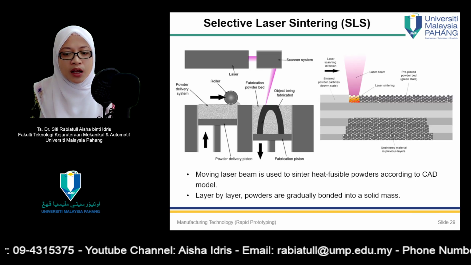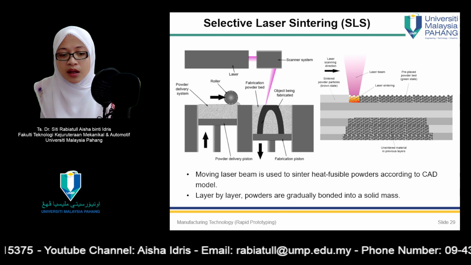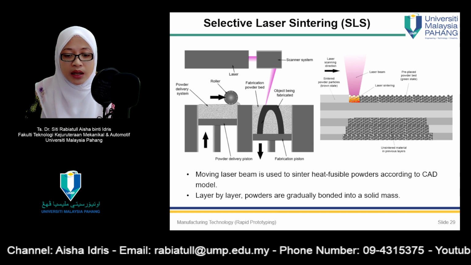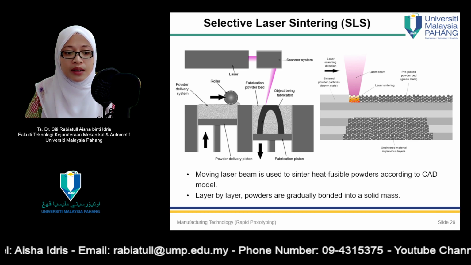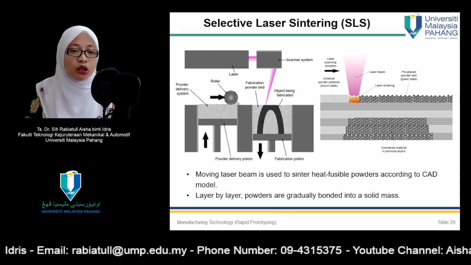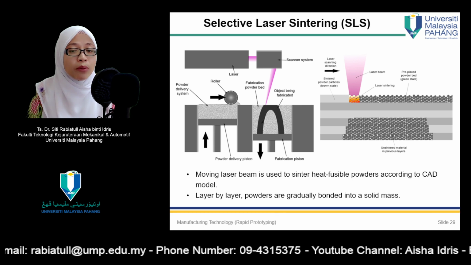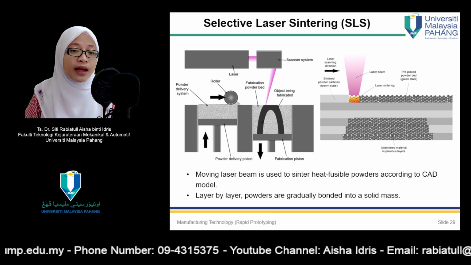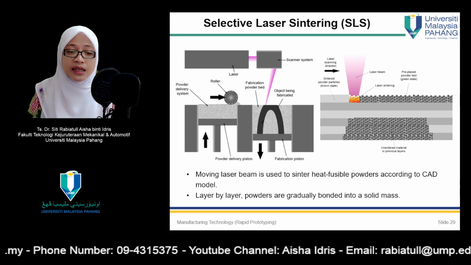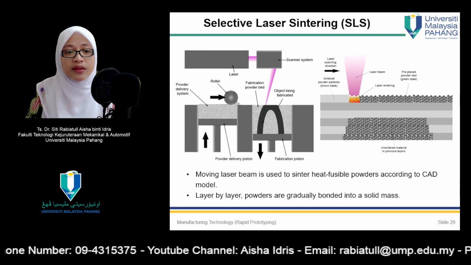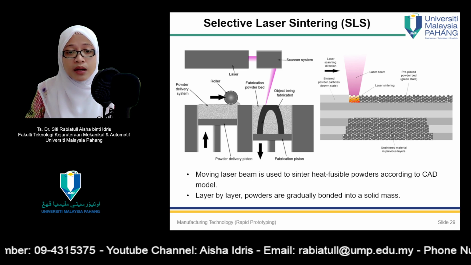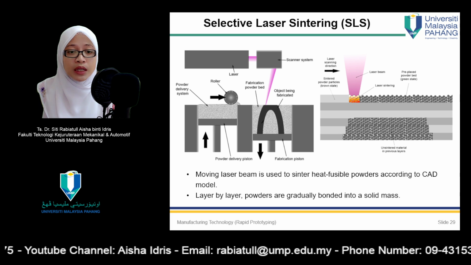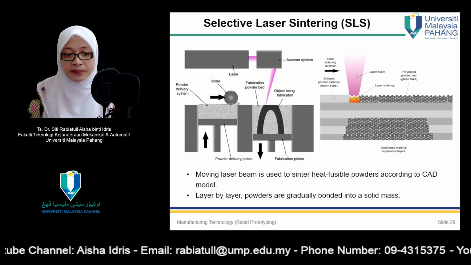SLS is actually a more versatile process than SLA, or stereolithography, in terms of possible work materials. Current materials used in selective laser sintering include polyvinyl chloride, polycarbonate, polyester, polyethylene, ABS, nylon, and investment casting wax. These materials are less expensive than the photosensitive resins used in stereolithography. They are also non-toxic and can be sintered using low power CO2 lasers.